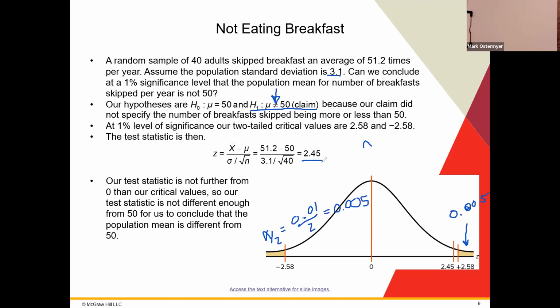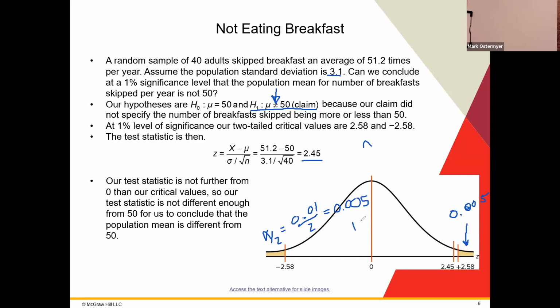Where does 2.45 fall in relation to these critical Z values? Does it fall in between negative 2.58 and positive 2.58? Or is it more extreme than the upper or the lower critical Z values? Does it fall in the rejection region, or does it fall in the do not reject region? What's the conclusion here? In the do not reject region. Exactly. It's a little less, not much less, but it is less than the upper tail critical Z value of 2.58. So it does fall in the do not reject region.